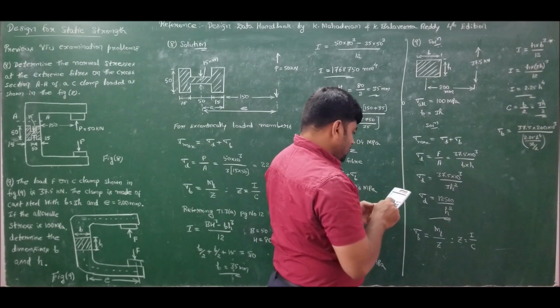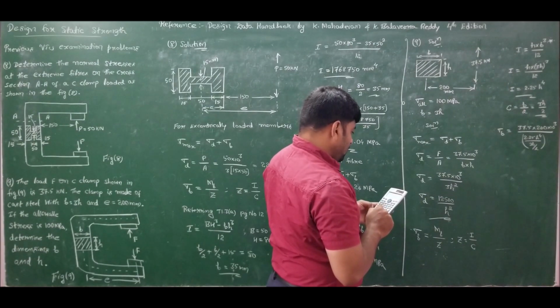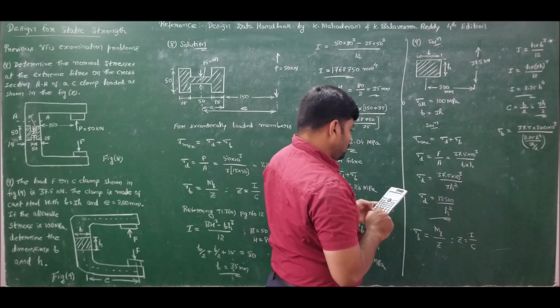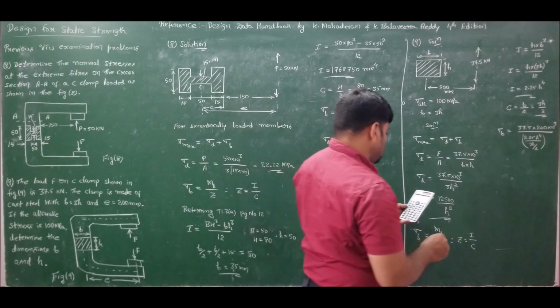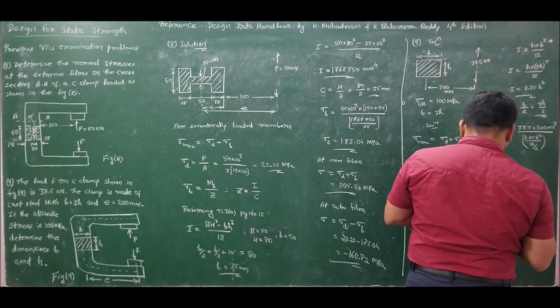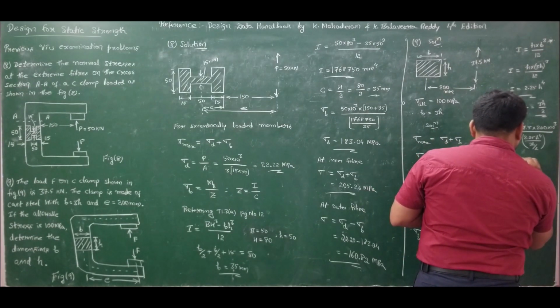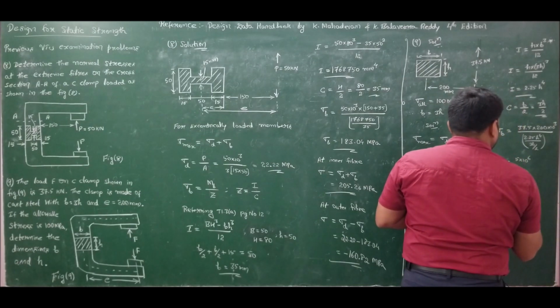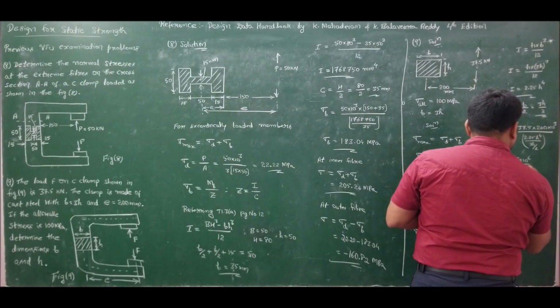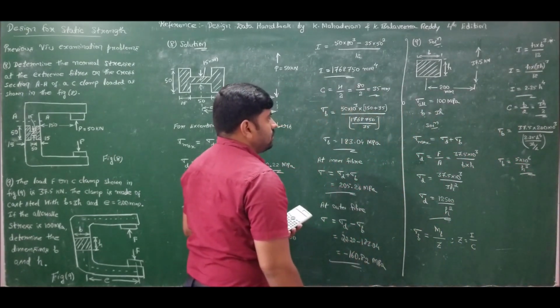37.5 into 10 to the power of 3 times 200, which is the bending moment. This is multiplied by 3 divided by 2 into 2.25, which is turning out to be sigma B equal to 5 into 10 to the power of 6 divided by h cube.